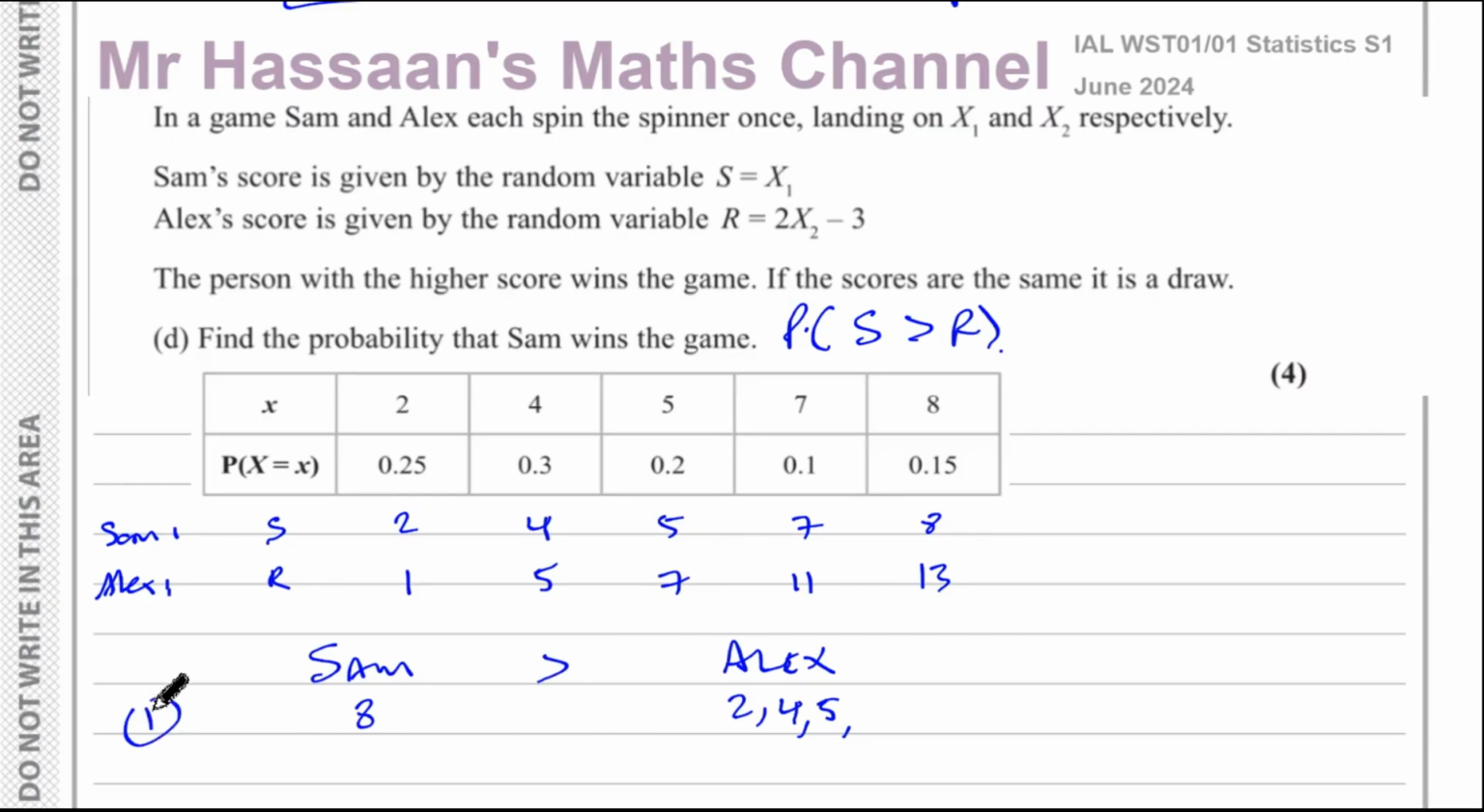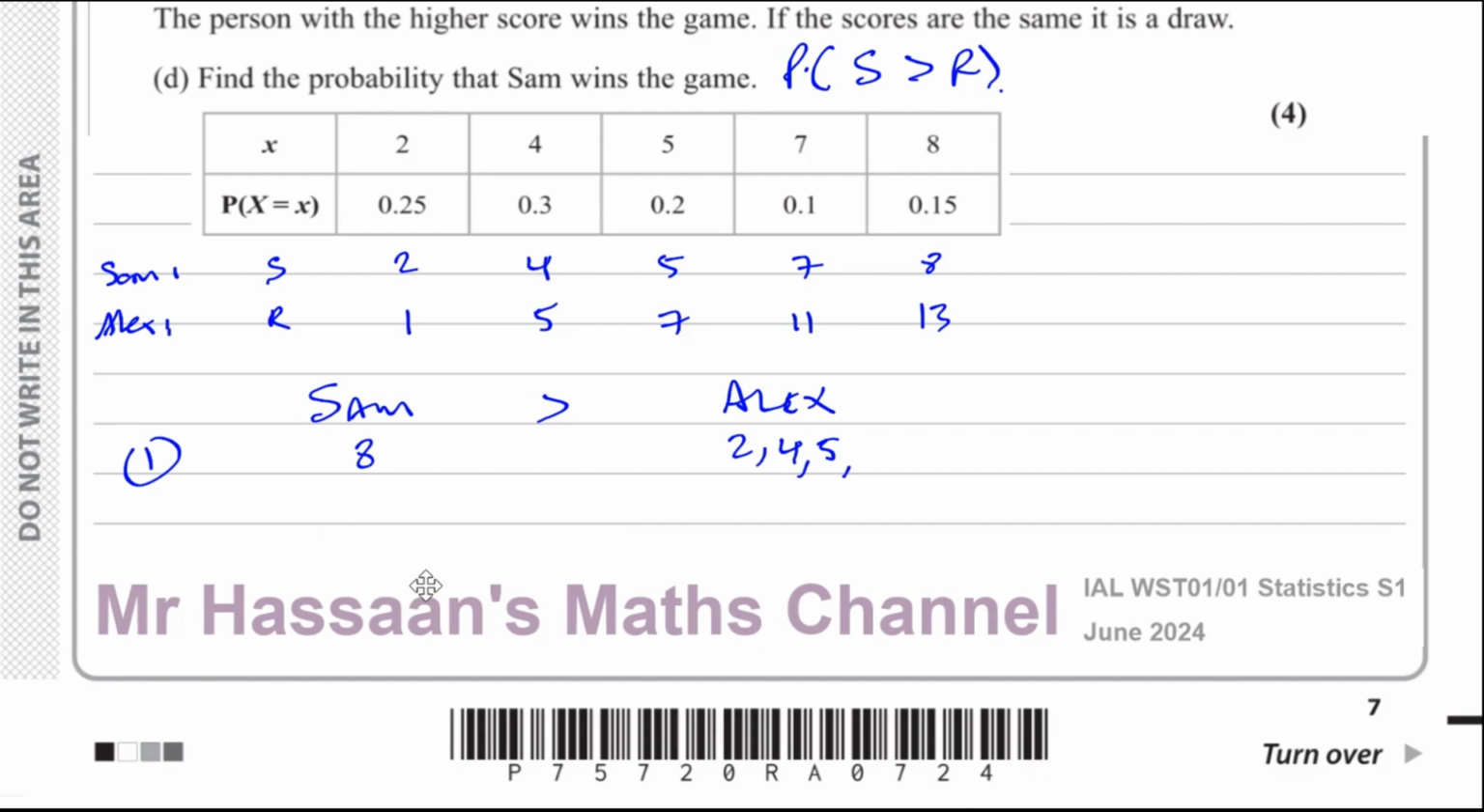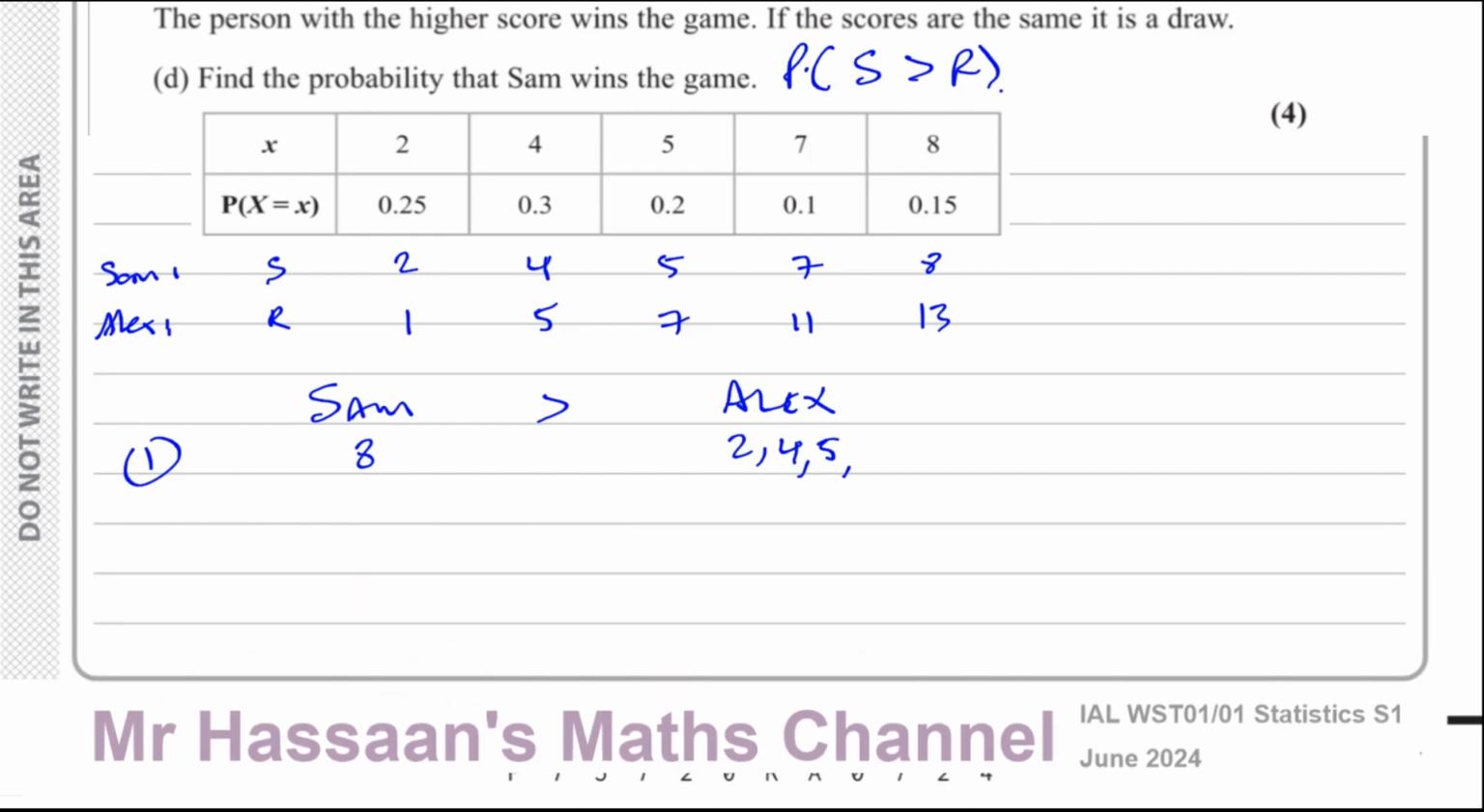That's one scenario. Okay, another scenario here would be if Sam gets a 7, then Alex would have to get, let's see, if Alex gets a 2, he's beating him. If he gets a 4, he's beating him. If he gets a 5, they'll be equal, there'll be a draw. So Sam won't be beating Alex.